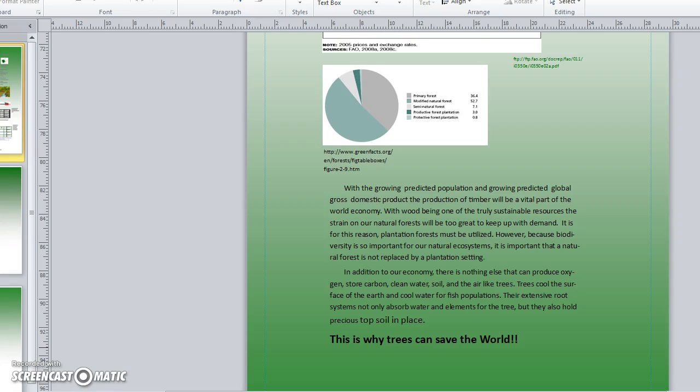However, because biodiversity is so important for our natural ecosystems, it is important that a natural forest is not replaced by a plantation setting. In addition to our economy, there is nothing else that can produce oxygen, store carbon, and clean water, soil, and the air like trees. Trees cool the surface of the earth and cool water for fish populations. Their extensive root systems not only absorb water and elements for the tree, but they also hold precious topsoil in place. This is why trees can save the world.